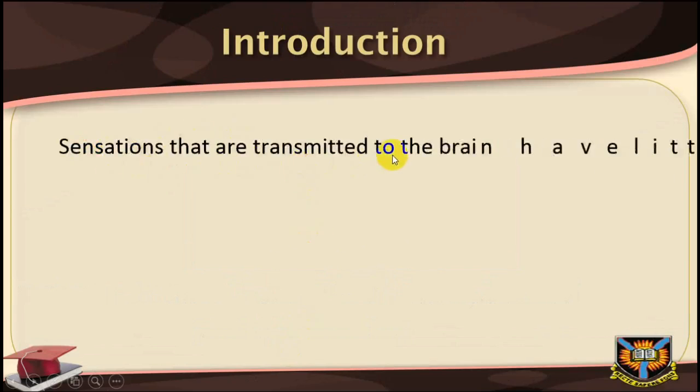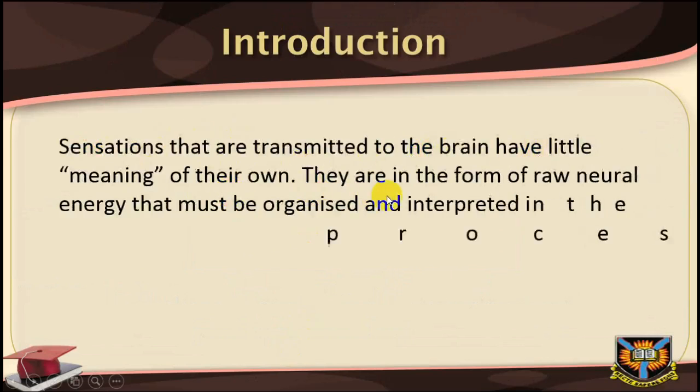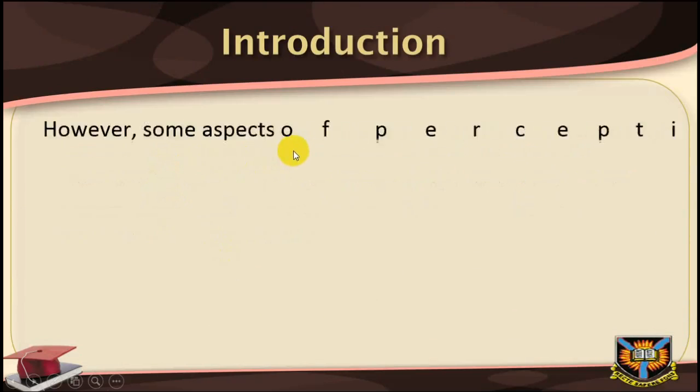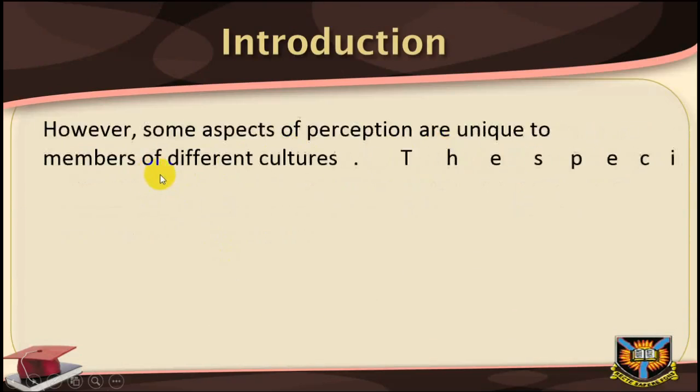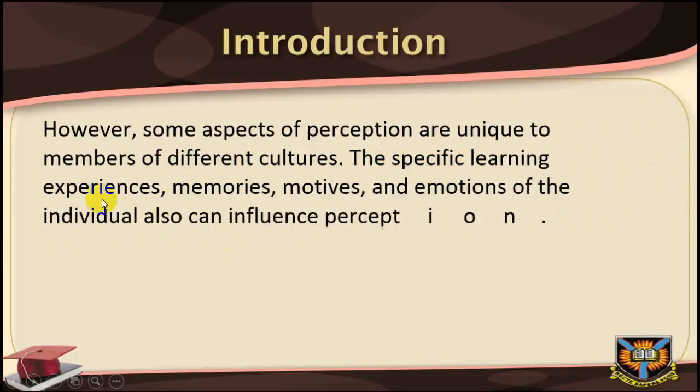Sensations that are transmitted to the brain have little meaning of their own. They are in the form of raw neural energy that must be organized and interpreted in the process we call perception. However, some aspects of perception are unique to members of different cultures. The specific learning experiences, memories, motives, and emotions of the individual also can influence perception.